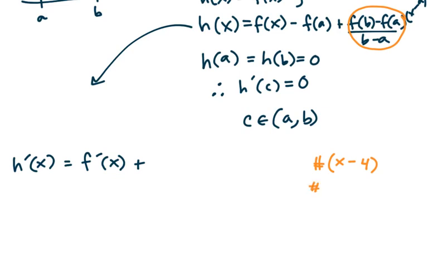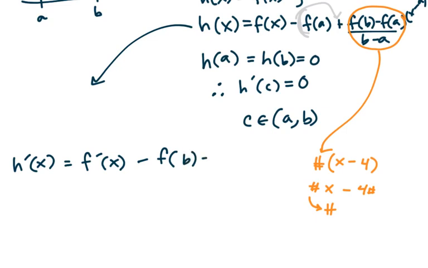So if I distributed this, I would say that number times x, my slope, minus 4 times that number. And the derivative of this would just be that coefficient there in the front. And that number I'm talking about was the slope. So it does turn negative, and that is my fault because I didn't distribute that up here. So that negative goes there. And we end up with f prime of x minus f of b minus f of a over b minus a.